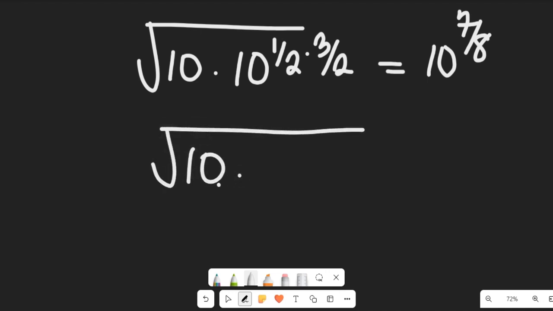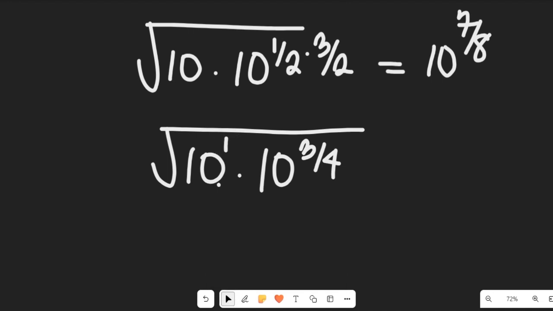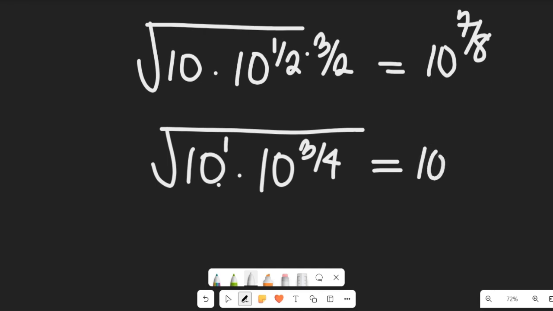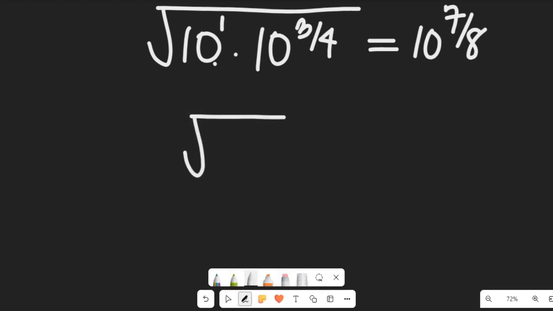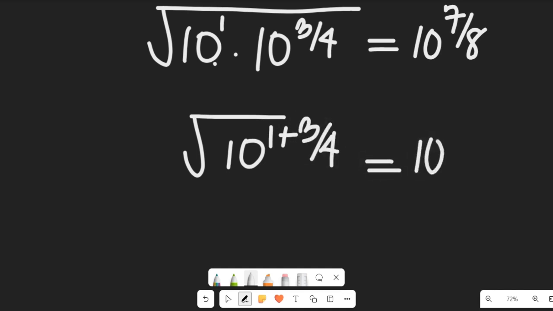10 multiplied by this is going to give us 10 to the power of 3 divided by 4. Remember, this is 10 to the power of 1. So we're going to simplify that, and both of these will be 10 to the power of 7 divided by 8. So let's reduce this. If we reduce this, we are going to have this to become the square root of 10 to the power of 1 plus 3 divided by 4. And this should be equal to 10 to the power of 7 divided by 8.